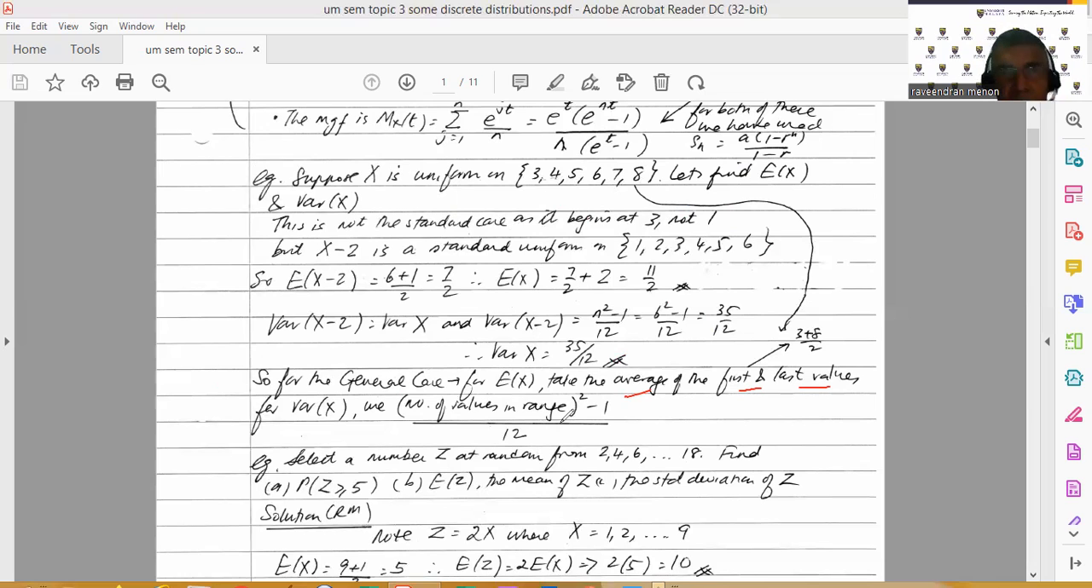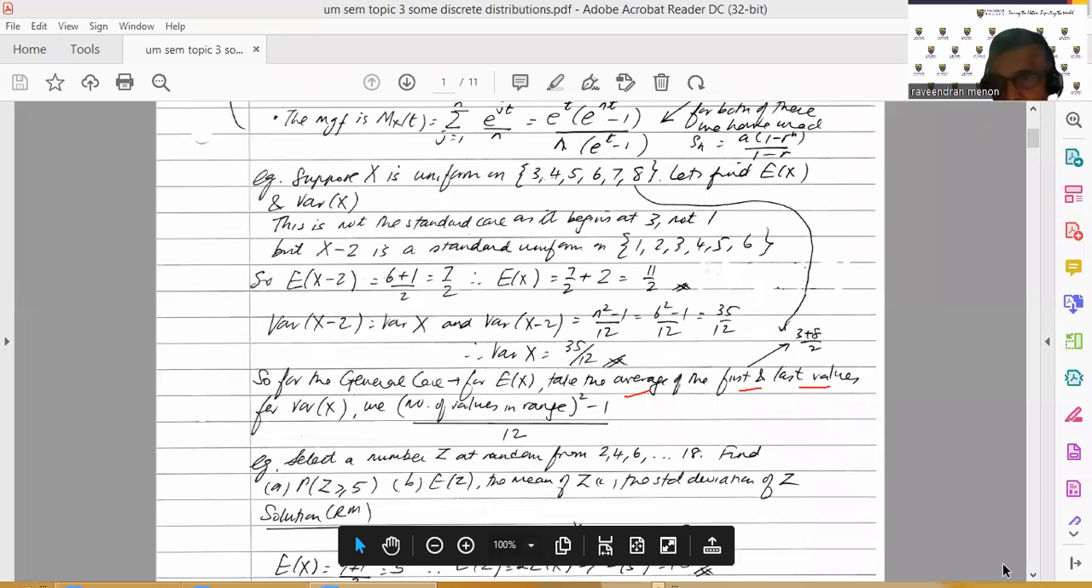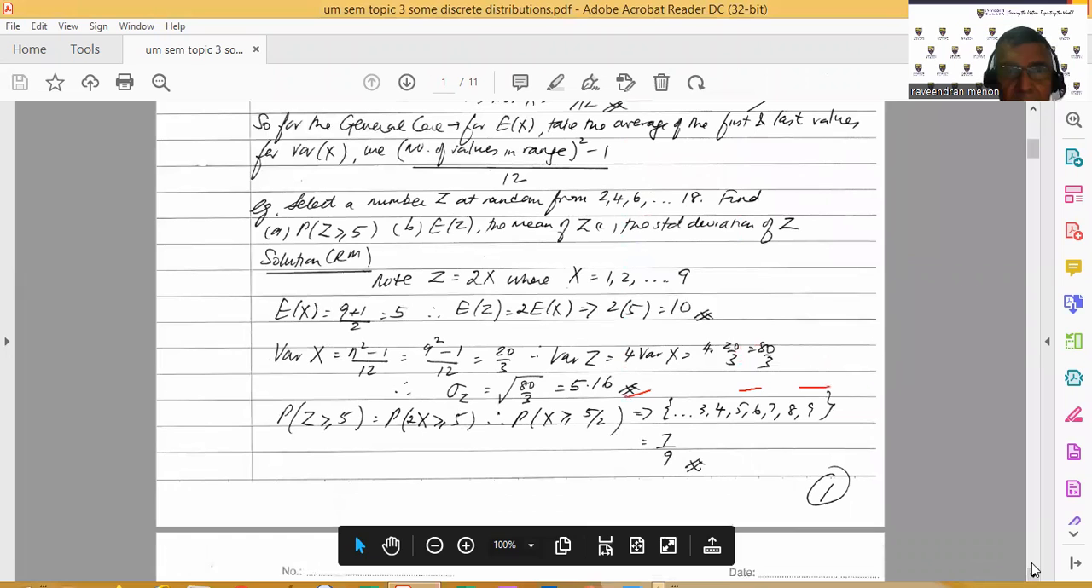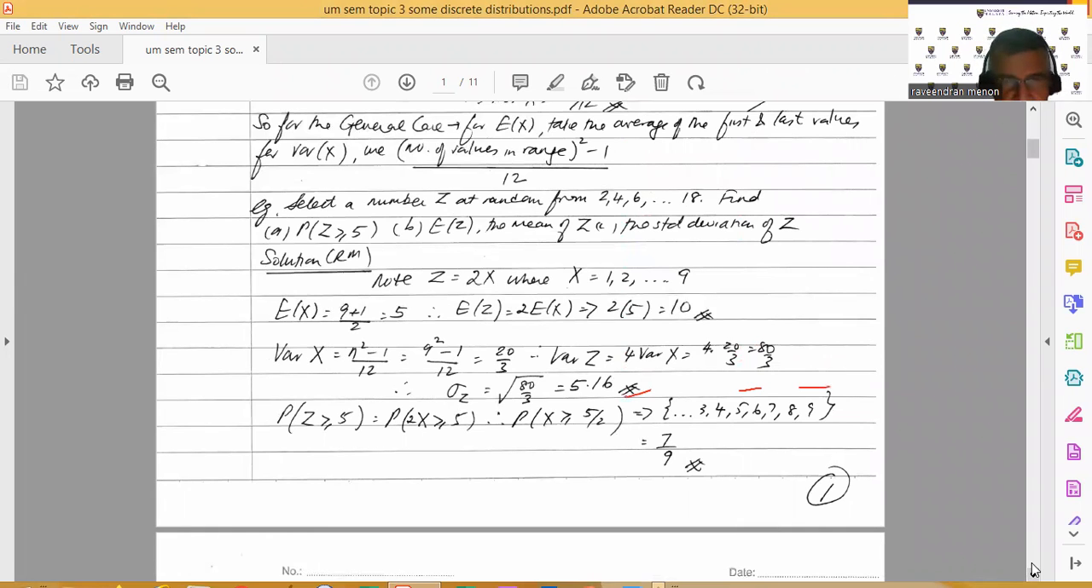Okay, now let's look at another example here. I'm looking at my sheet of paper here so I can read it clearly. Select a number Z at random from 2, 4, 6 right up to 18, the even numbers. Select number Z. Find the probability that Z is bigger than or equal to 5.